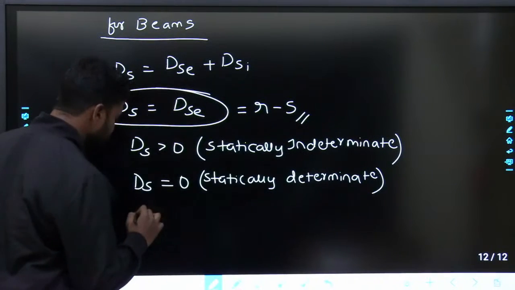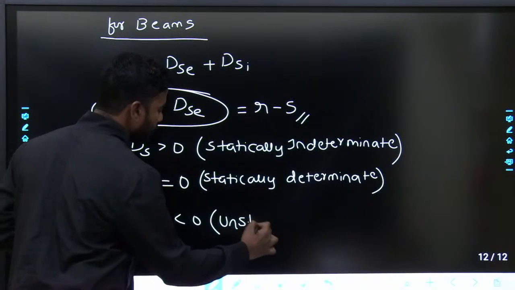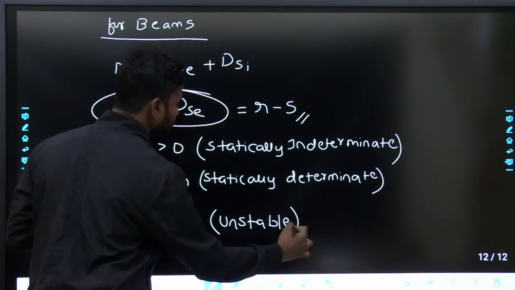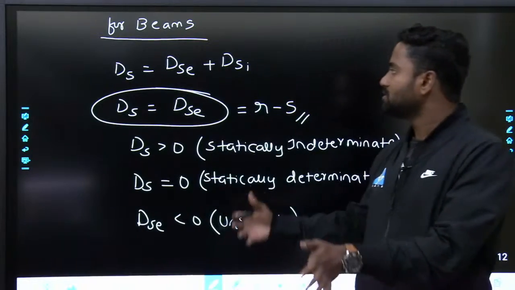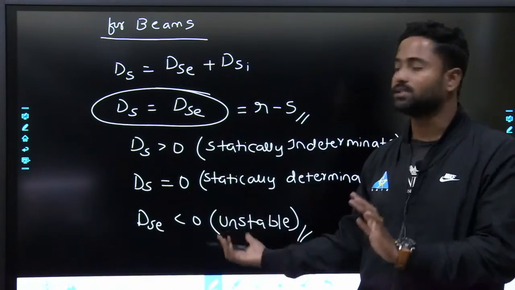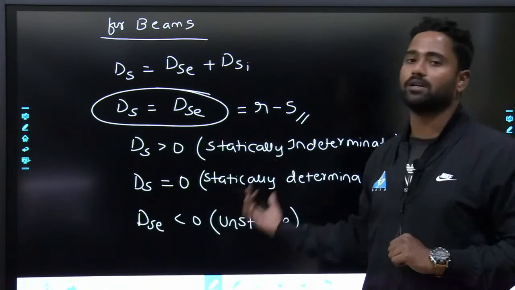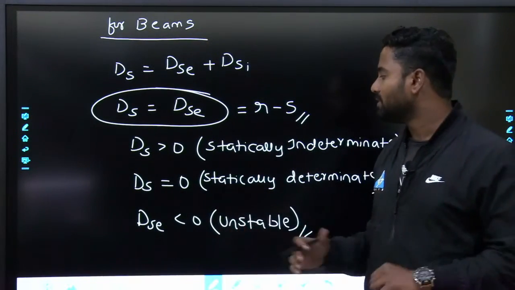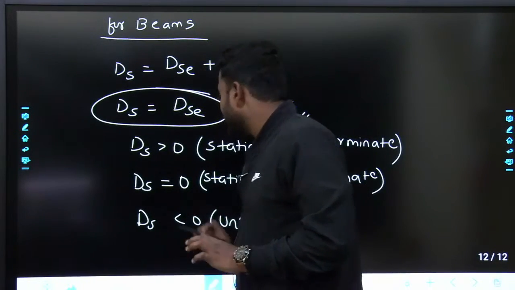And if ds is less than 0, I will call this unstable. We will be discussing instability later, but this is the concept. Fine. ds is equal to dse plus dsi. So from this, ds is greater than 0 means statically indeterminate, ds equal to 0 statically determinate, and less than 0 unstable. This is not dse, this is ds. Okay, this is the idea.